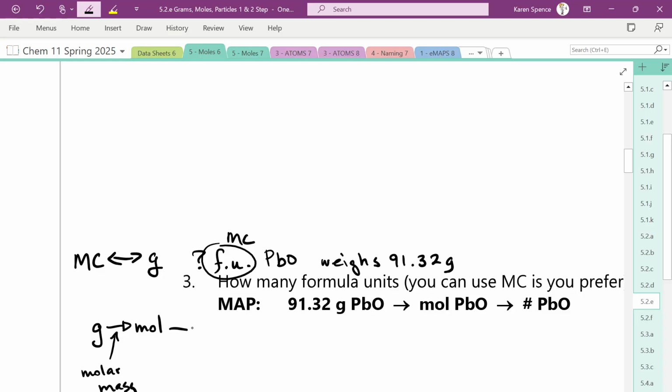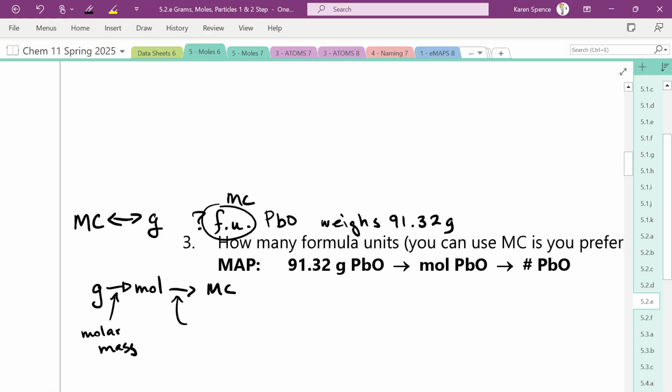And then from moles to molecules, what do we use to go from moles to particles? Moles to particles? You need something with a number because we're finding the number of molecules. Whose number? Avogadro's number.